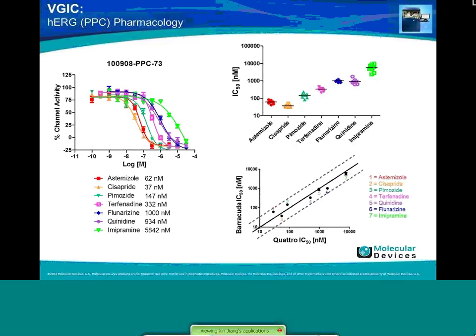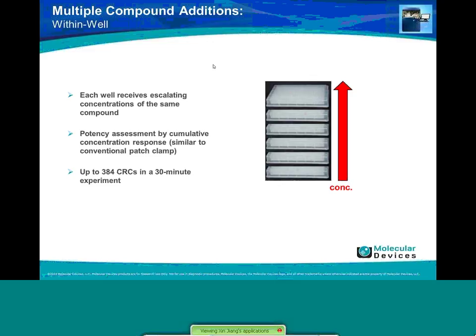So how do we do this in a multiple compound addition way? This is taking advantage of the ability of the Barracuda to allow the user to add multiple concentrations of the compound into the same patch plate well. So in this study, also with the hERG channels, the compound was added in such a way that each well receives escalating concentration of the same compound. So there is a stack of compound plates, each with ascending concentration of the same compound.